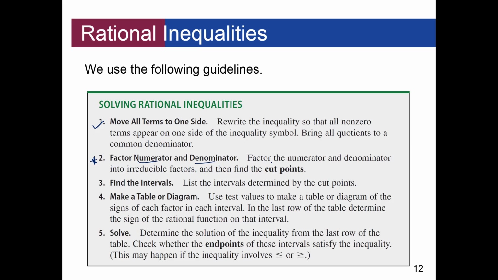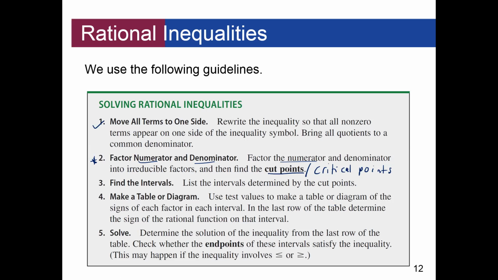The factors of the numerator give you what we call the cut points, and in some textbooks they call them critical points. So these will be the zeros of the numerator and then the zeros of the denominator, separately.